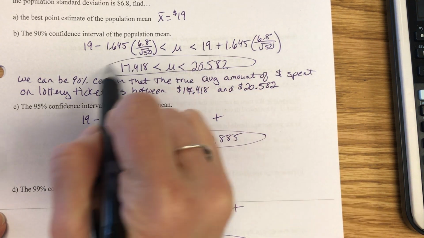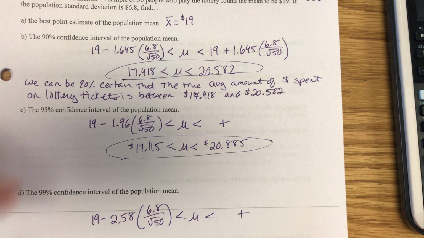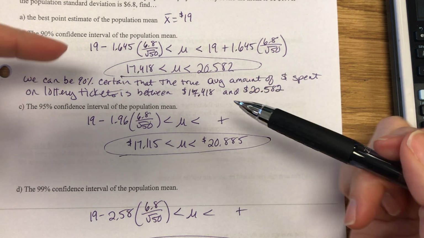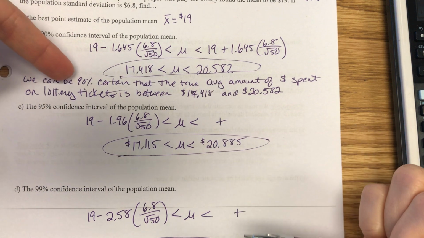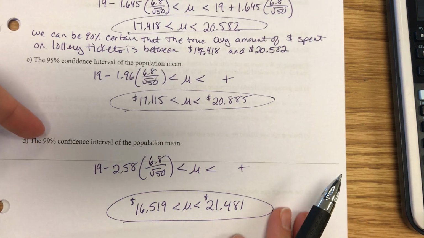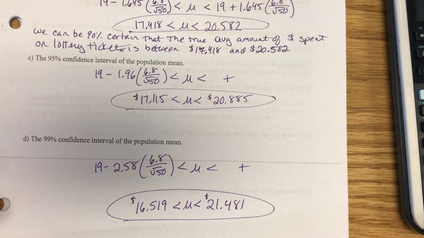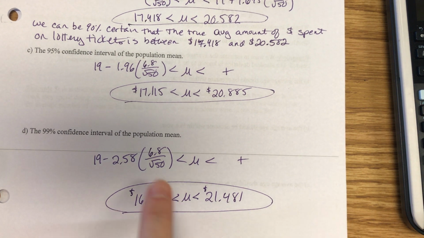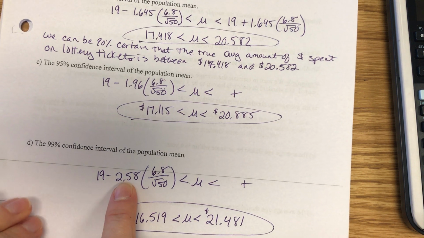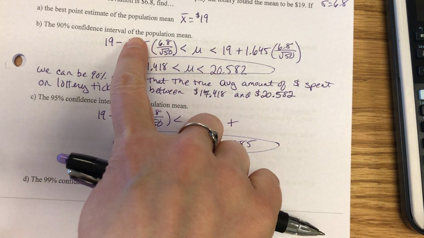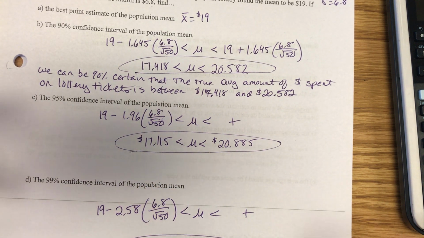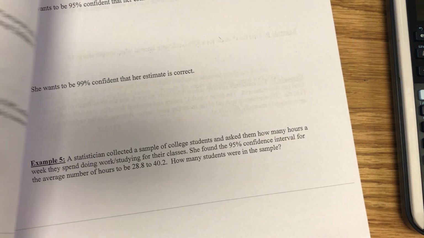Okay, so we just did the same problem. We again can see this is the narrowest because we're the least confident. The more confident you get, if you leave all the other numbers the same, the sample size, the sample mean, the standard deviation, then you're going to get a wider interval the more confident you get, because your critical value, your z star, is increasing. The bigger your multiplier, the wider your interval gets.